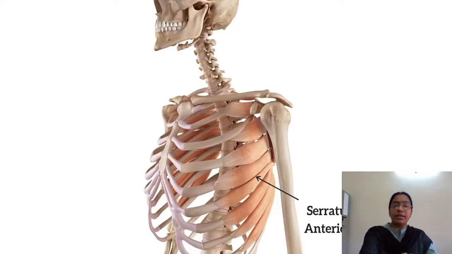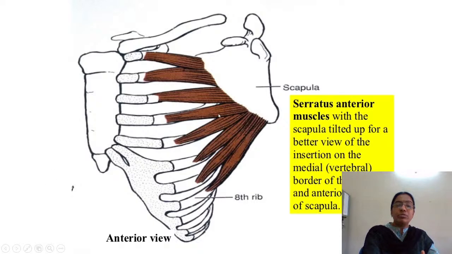When you see it here, yes, it is coming, the origin you can see from the outer surface of the upper 8 ribs, along with that of your membrane, that is the intercostal membrane, will be present here. Along with this one, the serratus anterior is taking its origin from the outer surface of the upper 8 ribs and inserting into, when you see its insertion, it is inserting to the medial border.